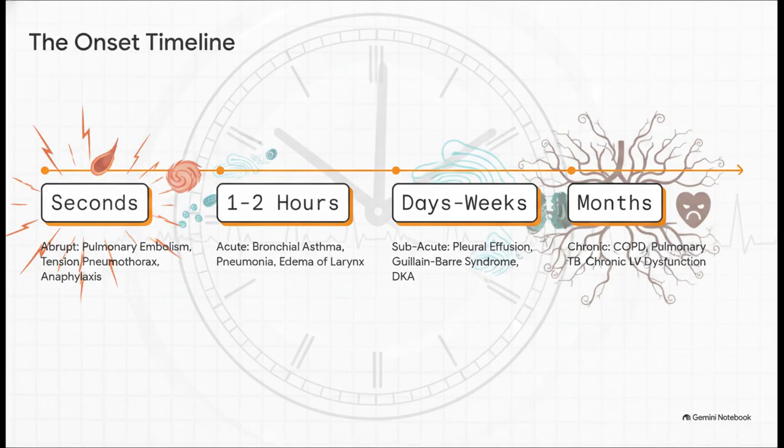First up, we've got abrupt onset, happening in mere seconds to minutes. Second is acute, which develops over 1 to 2 hours. Third is subacute, building over days to a few weeks. And finally, chronic, which has been hanging around for months to years. Just by pinning down exactly how fast the symptom appeared, you've already thrown out like three-quarters of the medical encyclopedia.